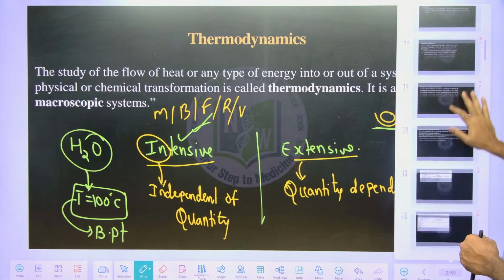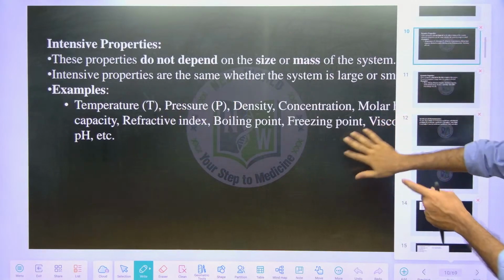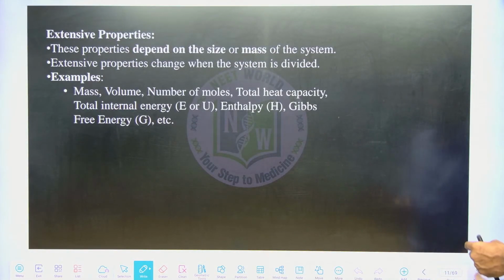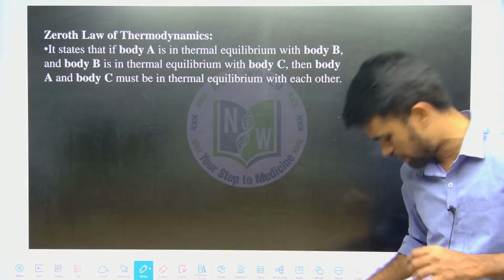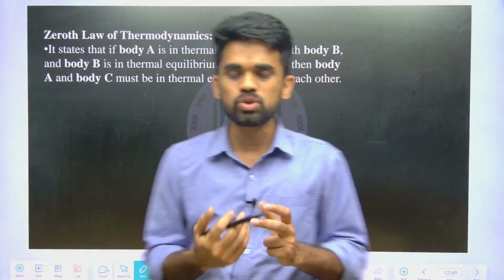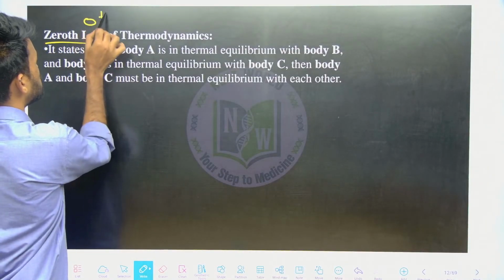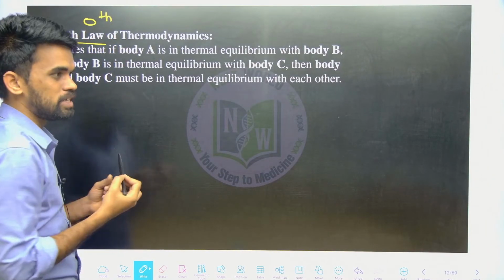Today let us discuss, these are the examples I told you for intensive properties and next extensive properties. Okay, right. So today we will be discussing the zeroth law of thermodynamics. What do we mean by the zeroth law of thermodynamics? So this is nothing but the zeroth law. Why is it mentioned as the zeroth law?